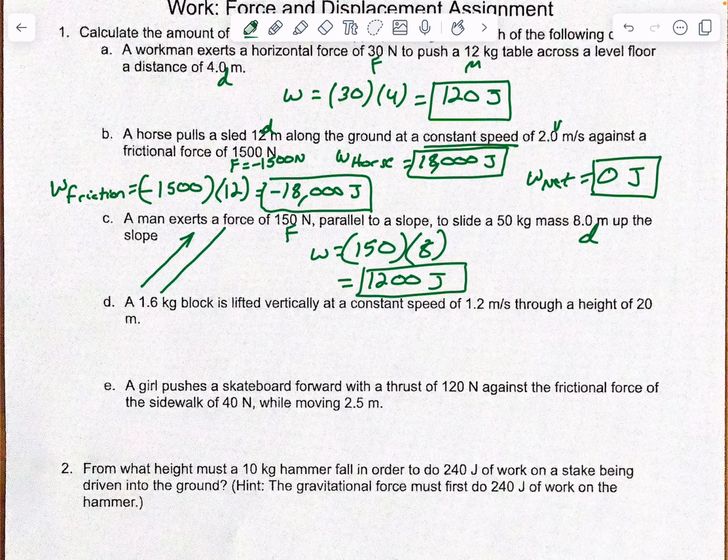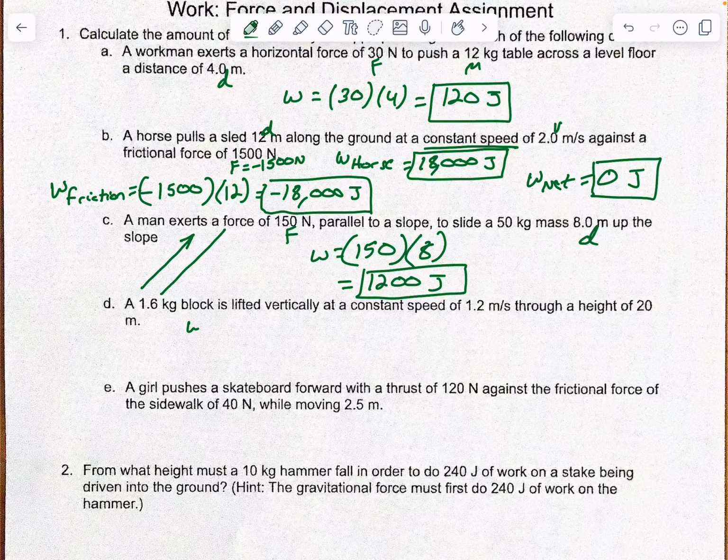Now, the D, it says a 1.6 kilogram block is lifted vertically at a constant speed of 1.2 meters per second through a height of 20 meters. So work equals force times distance. Mass is not a force. So 1.6 kilograms is not a force, but weight is. If you're lifting something, weight matters. So force is now mass times gravity times your distance. So that is your work when you're lifting something.